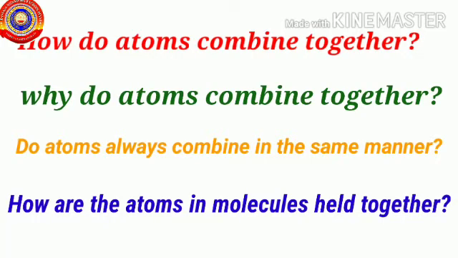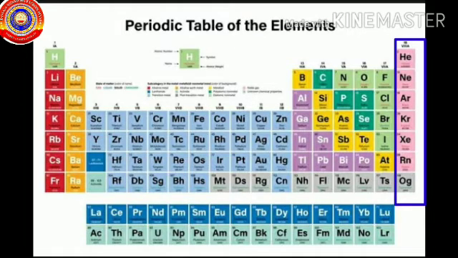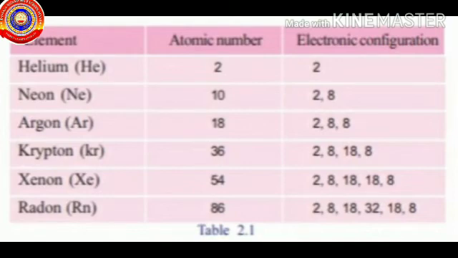Let's start. You might have seen the picture of periodic table in the 8th standard, right? The elements in the group 18 of the periodic table are called noble gases or inert gases. Do you know what is the reason? Now observe the table 2.1, which indicates the electronic configuration of noble gases. Tell me, how many electrons are present in the outermost shell of these elements except in the case of helium?